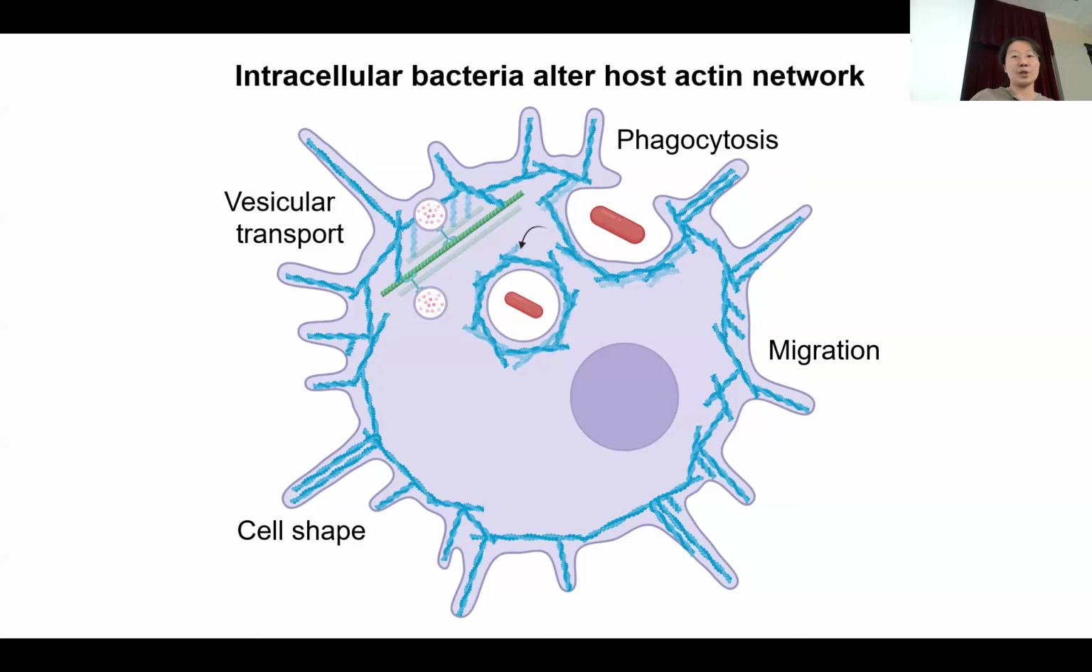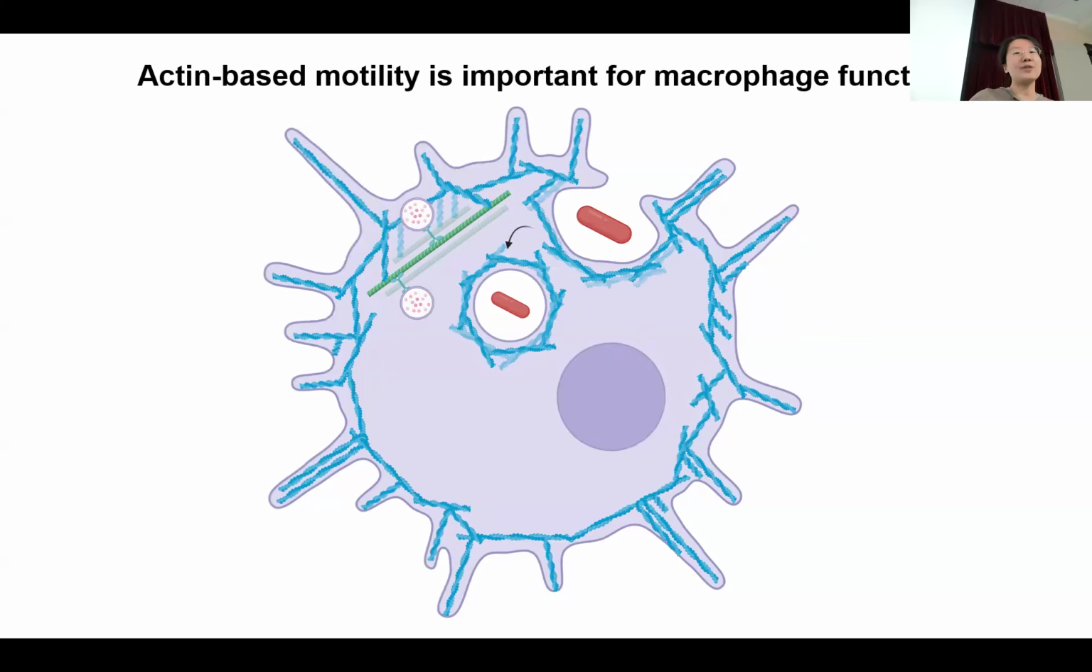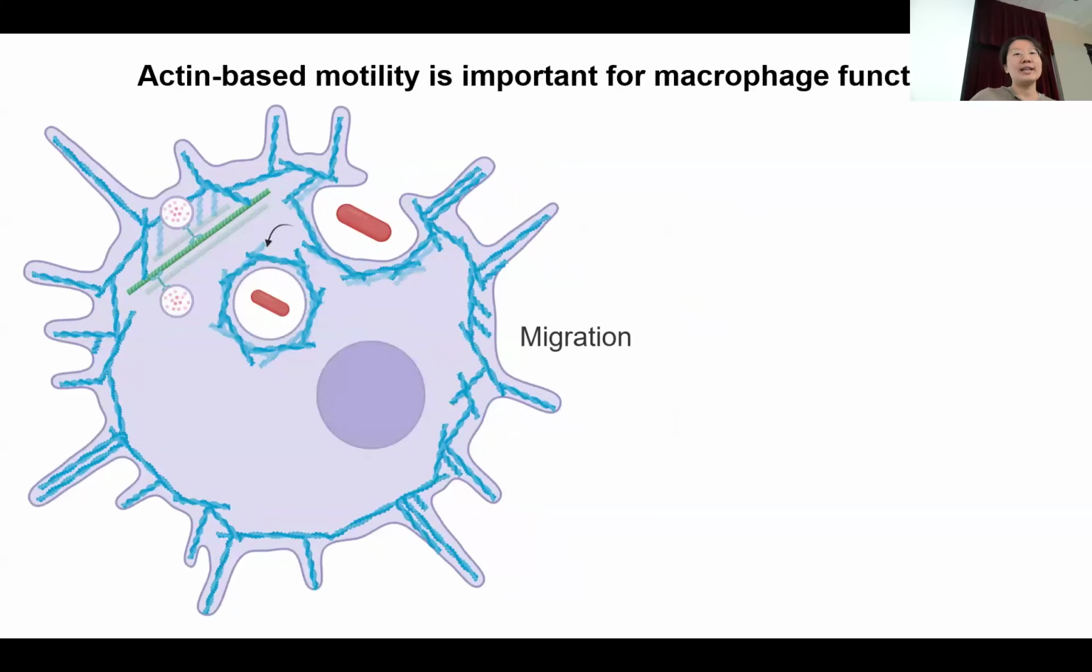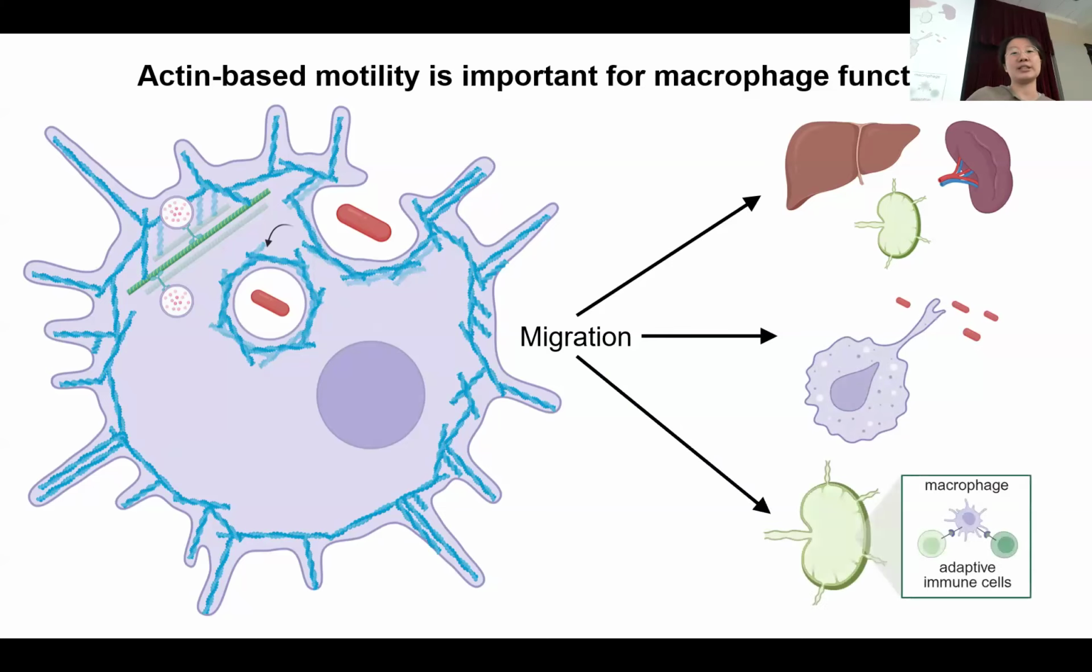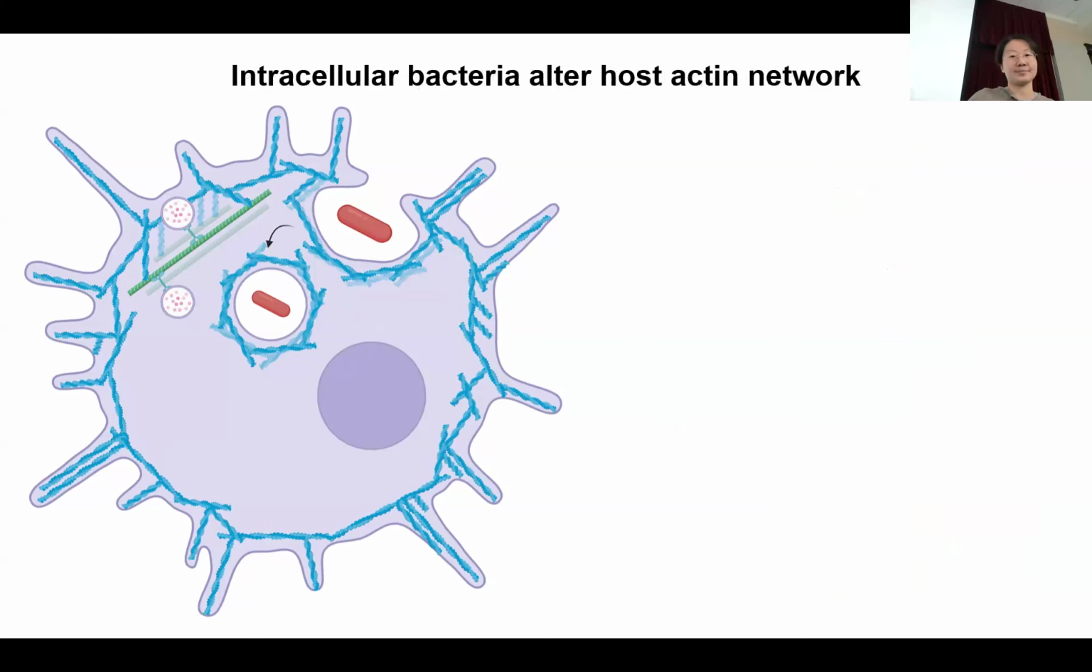And the actin network is responsible for several important cellular processes, which I'm sure all of you are aware of, such as maintaining cell shape, facilitating vesicular transport, forming protrusions for phagocytosis, endocytosis, and cell migration. And if we focus specifically on macrophages, their ability to migrate is essential for many of their functions. So macrophages use actin-based motility to migrate to different tissues and organs during infection, surveil for nearby pathogens, and move to sites of antigen presentation to adaptive immune cells.